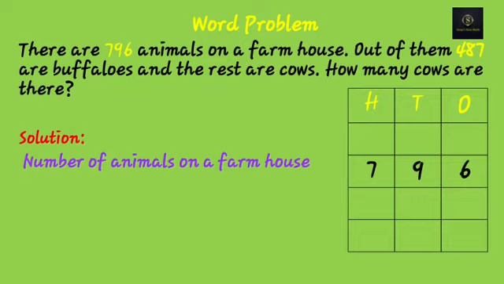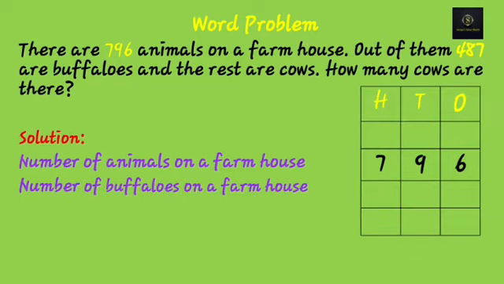Now children, which is the next number in the question? Yes, 487. But what is 487? Yes, the number of buffaloes on the farmhouse. So, our second statement is number of buffaloes on a farmhouse. Now, let us place the number 487 in their respective columns. That is 7 in the ones column, 8 in the tens column and 4 in the hundreds column.